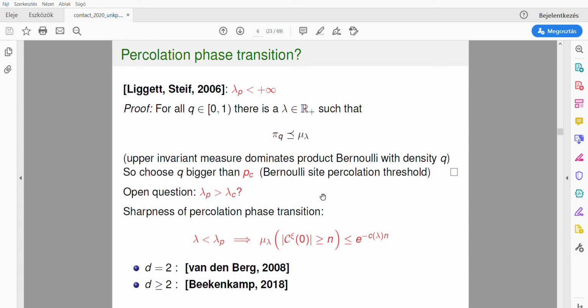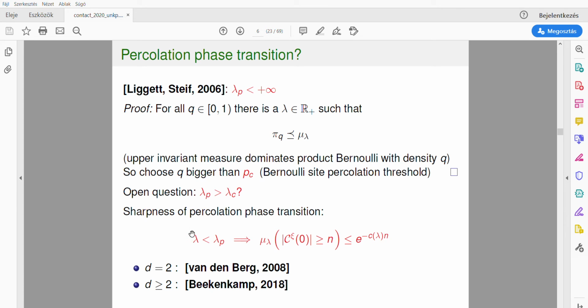So if you look at the infected connected component of the origin under the upper invariant measure, the probability that the cardinality of this connected component is greater than or equal to n is going to decay exponentially as n goes to infinity. This is a different way of saying that connected components are small. This is what we call sharpness of phase transition.